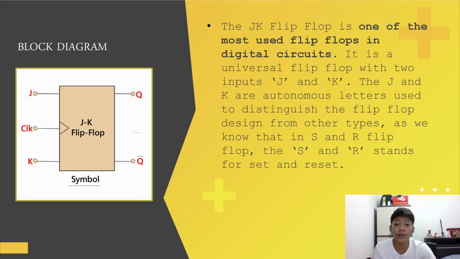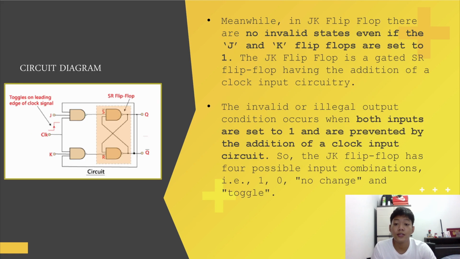A JK flip-flop is a type of digital circuit that is commonly used for storage and transfer of data in electronic systems. Now, tinatawag po natin itong flip-flop because it can be in one of two stable states, just like a flip-flop sandal. Next, in a JK flip-flop, there are no invalid states even if J and K are set to 1.